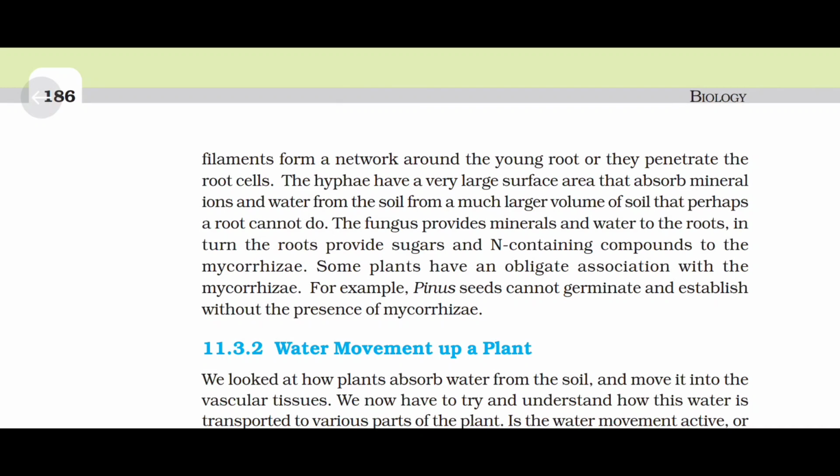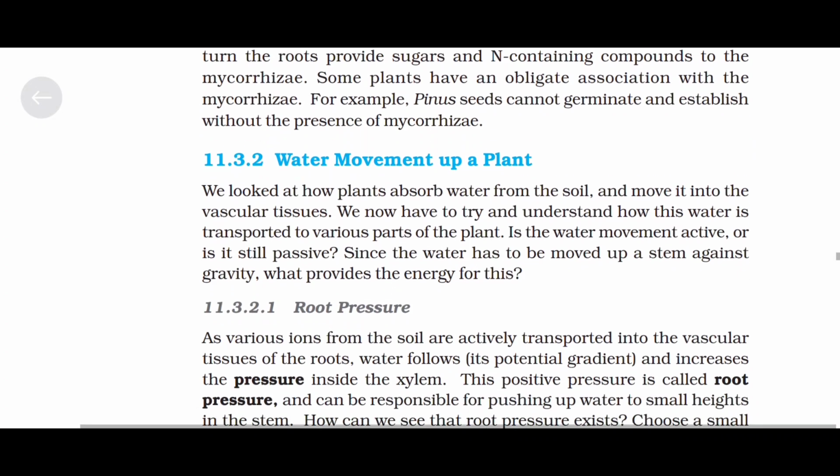The fungus provides minerals and water to the roots. In turn, the root provides sugar and nitrogen containing compounds through the mycorrhiza. Some plants have an obligate association with the mycorrhiza. For example, pinus seed cannot germinate and establish without the presence of mycorrhizae.